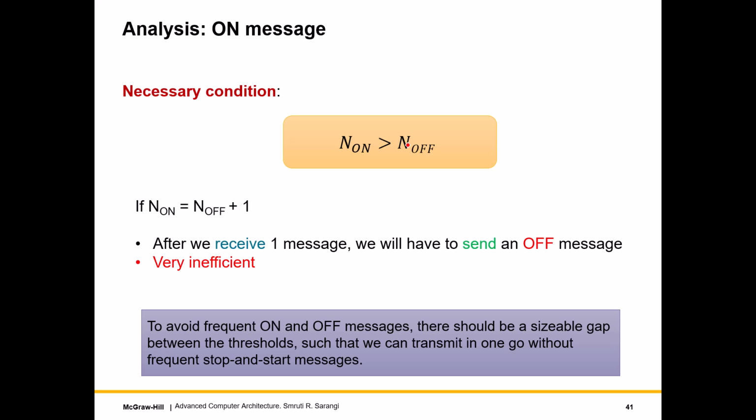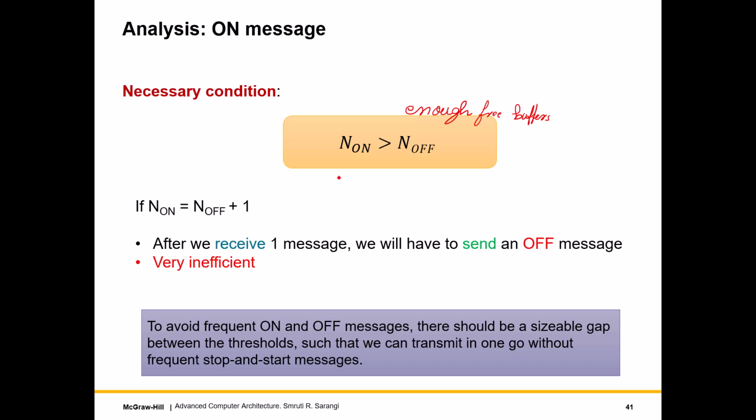But what n on says is that, look, fine, you ask the sender to switch off, and also you ensure that you have enough free buffers, such that, just in case the sender had sent messages which were still in flight, they would be accommodated in these free buffers. But now the question is, when do I start sending messages once again?